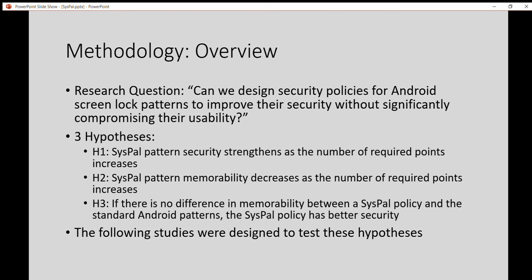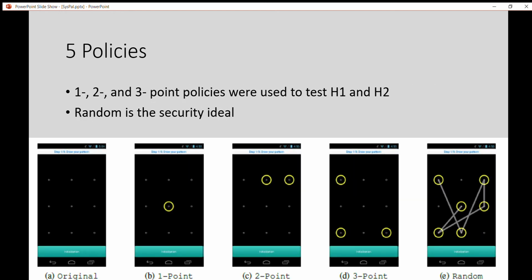The following studies that are going to be discussed in this presentation were studies that were designed to test these hypotheses. Essentially, there are 5 main policies that are investigated throughout the paper. The first is the original policy, which is the standard Android policy that does not require any certain number of points to be used. The 1, 2, and 3 point policies each require 1, 2, or 3 points that a user is mandated and required to use when they are creating their password. The third option is a random option, which is considered to be the security ideal. It randomly decides which points, as well as how many points, are required for the user to use when unlocking their phone.